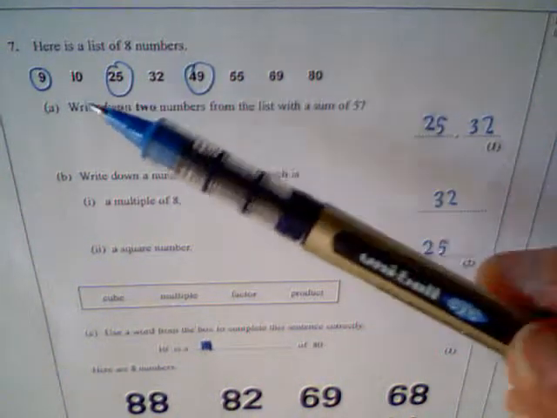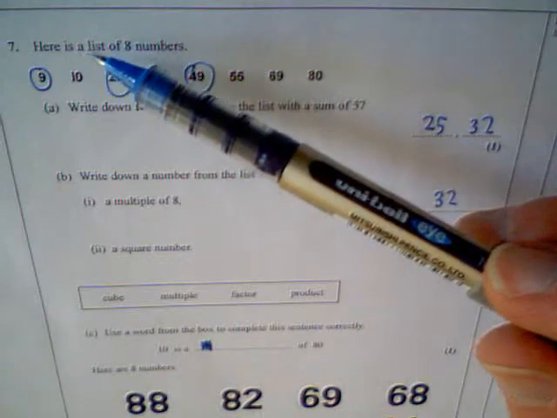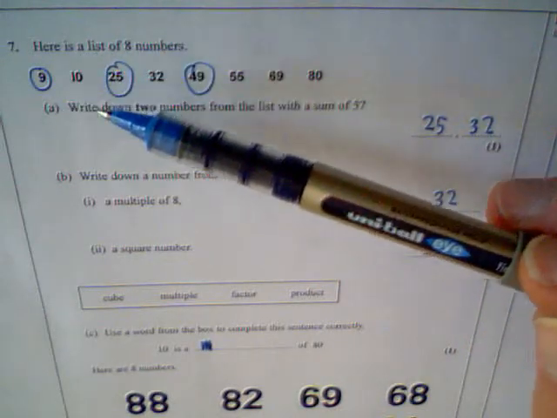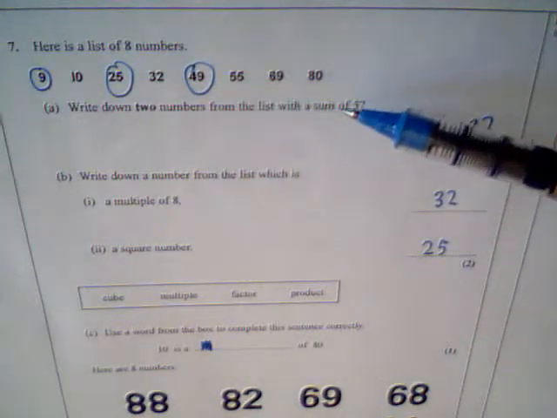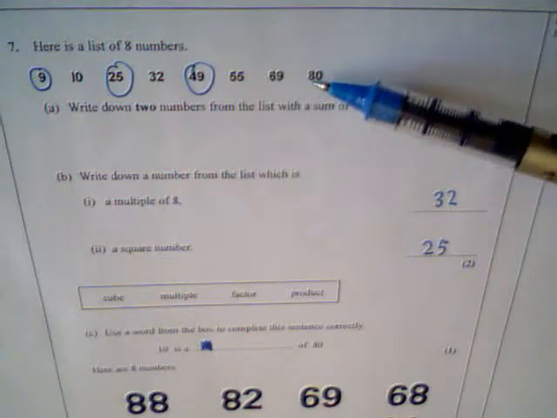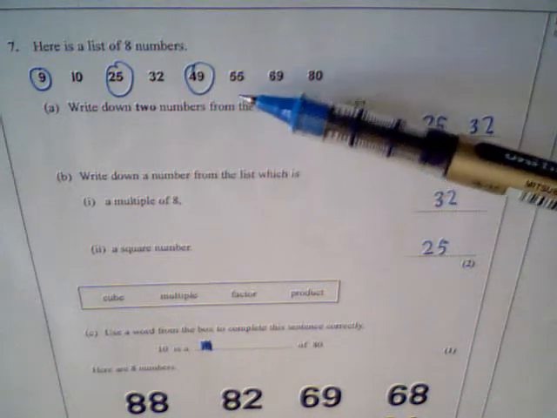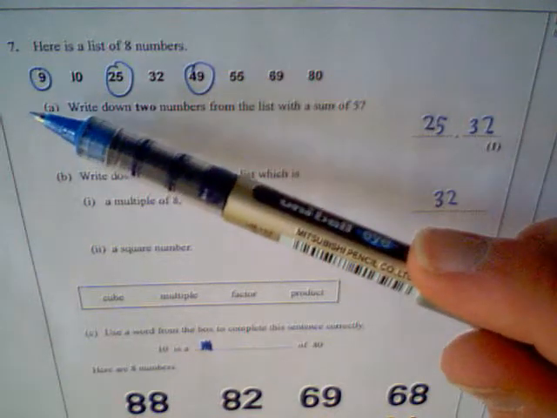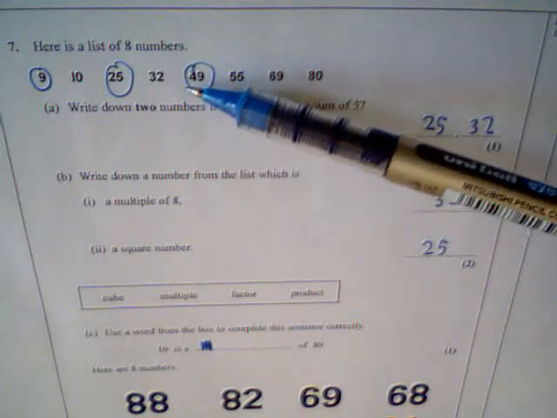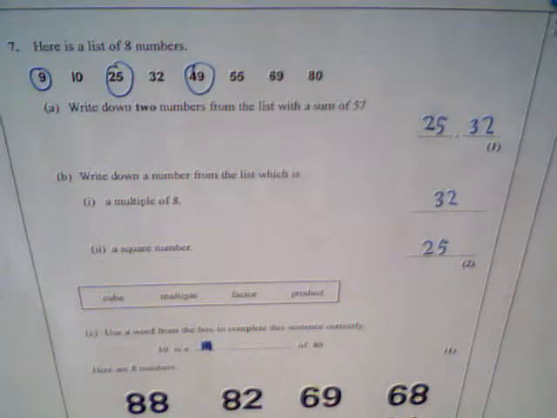Okay, starting question 7 again. We have a list of 8 numbers, and we have to write down 2 numbers from the list which add up to 57. So we see that 80, 69, both greater than 57, so it can't be these two. We look at 55, there's no 2, so it can't be that. We'll look at 49, we need 8 to make 57, there's no 8.